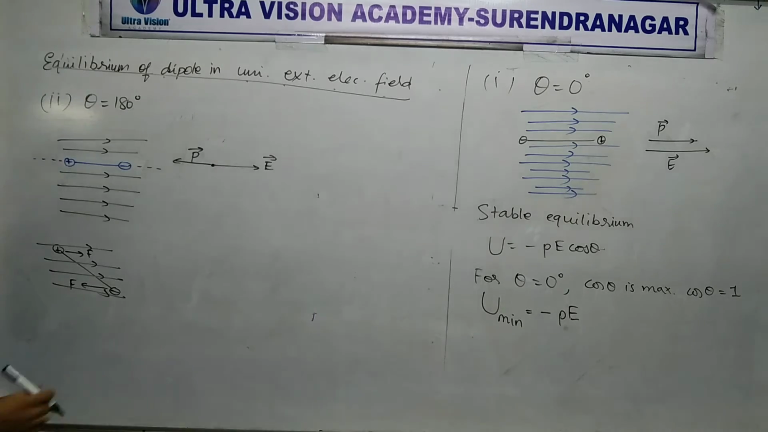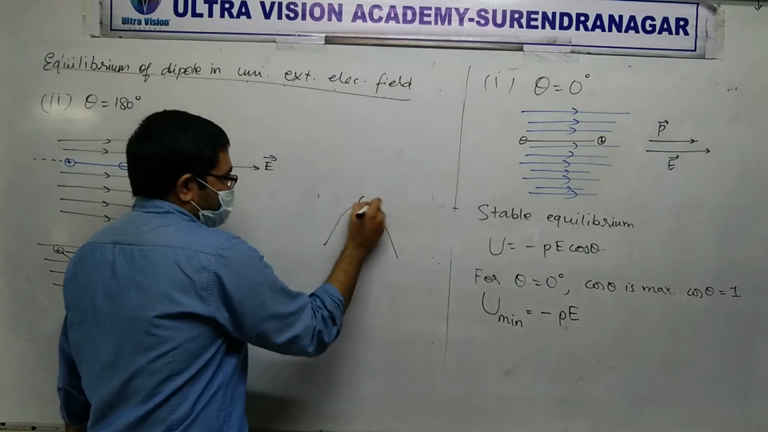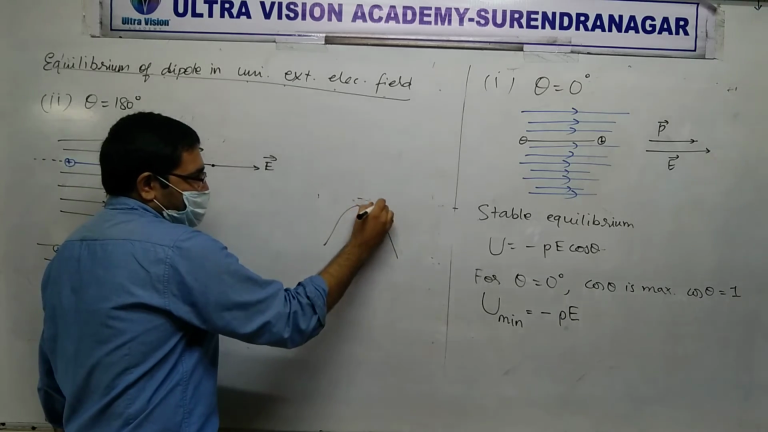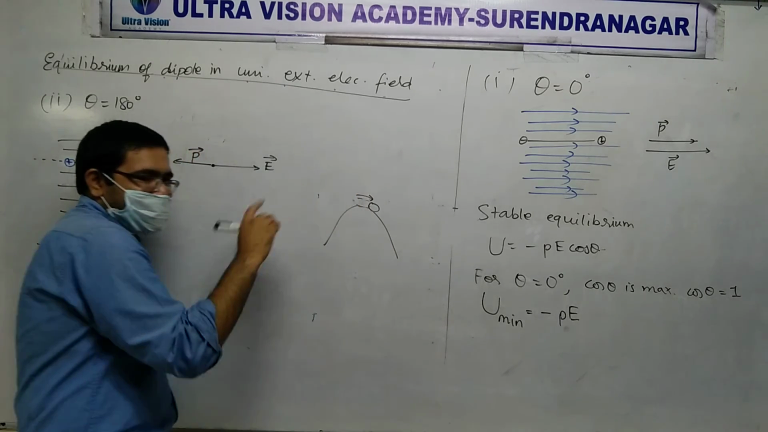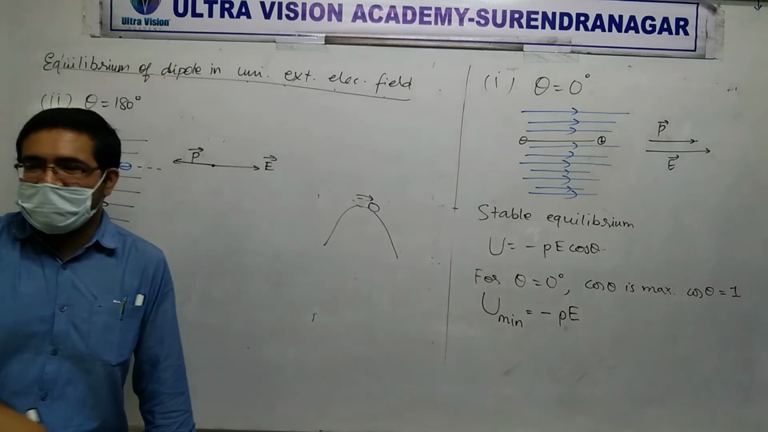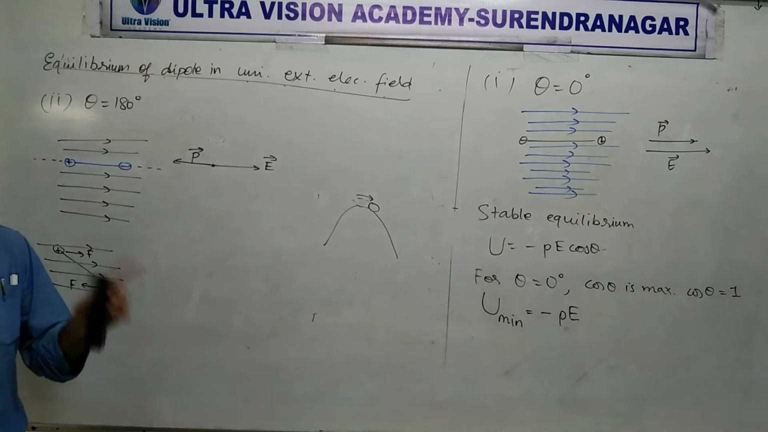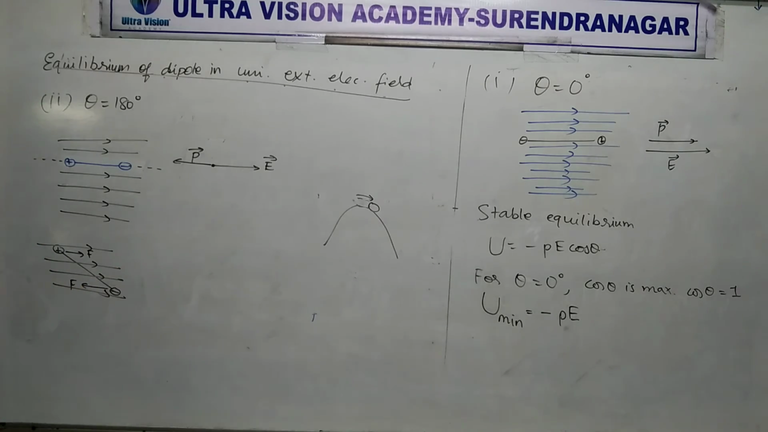Clear? Think of it like this: here is the equilibrium position, and you displaced it towards the right side. Does it come back? No. It will keep moving in that direction. Got it? So which kind of equilibrium is this? Unstable.